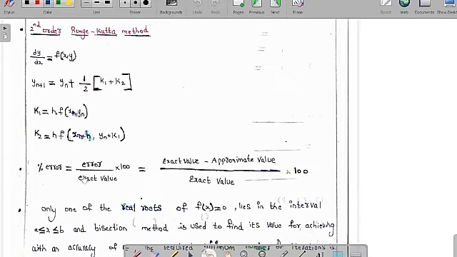So if you want to know the percentage error, it is error by true value into 100. The true value is also called the exact value. Error is equal to exact value minus measured value, where the measured value is also called the approximate value. So percentage error is error by the exact value into 100.